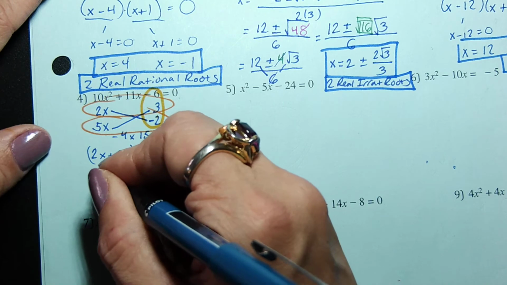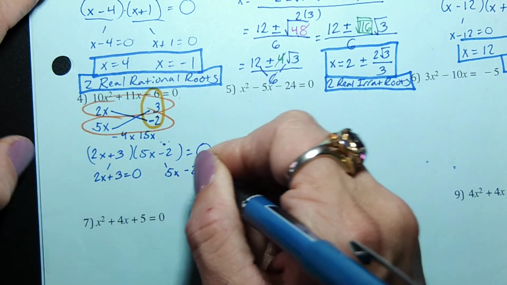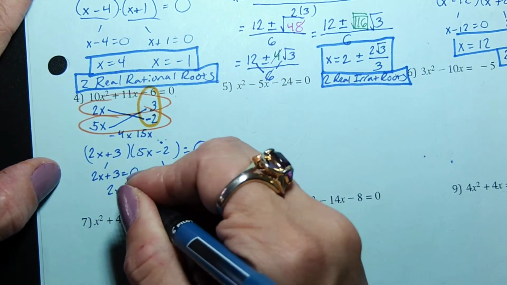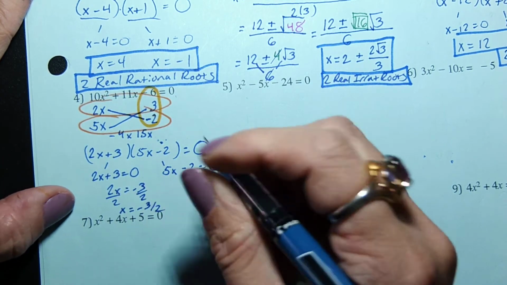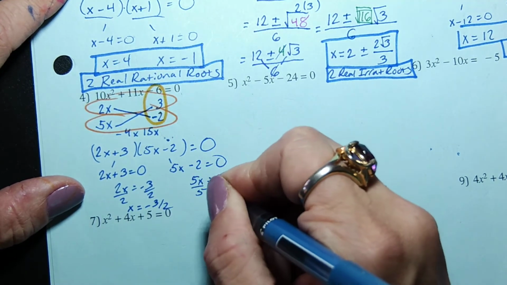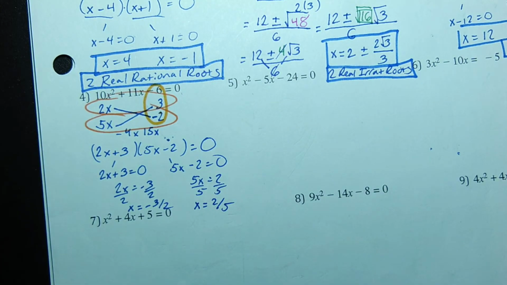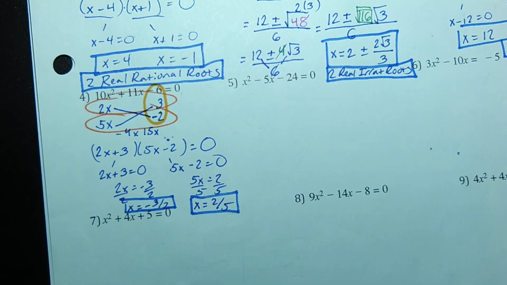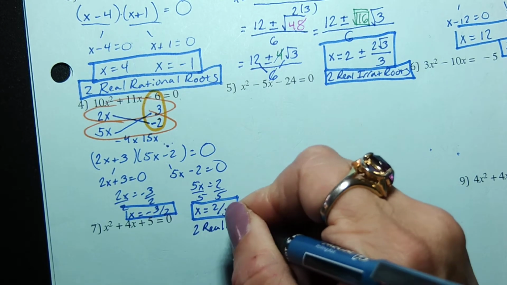So either this factor is equal to 0 or this factor is equal to 0. And when I solve those two little mini equations, subtract the 3, 2x equals negative 3, divide by 2, and x equals negative 3 halves. Over here, add the 2, divide by 5, and x is 2 fifths. How many solutions did I find? 2. And how would you describe them? 2 real rational roots.